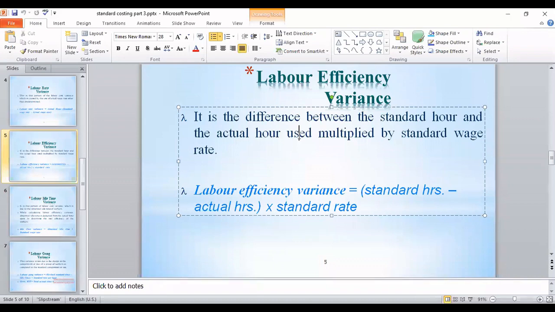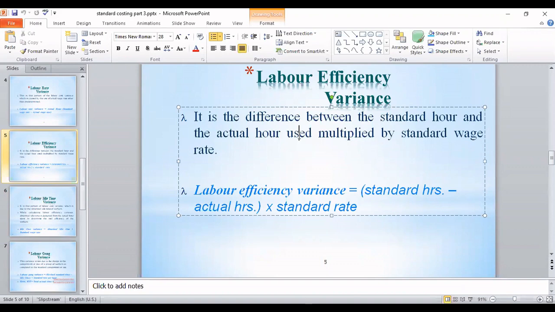So when the expected labor hours and actual labor hours differ, such a difference is called labor efficiency variance. So how do we make the formula, beta? For studying the difference in labor hours, you have to keep the rate constant, correct?